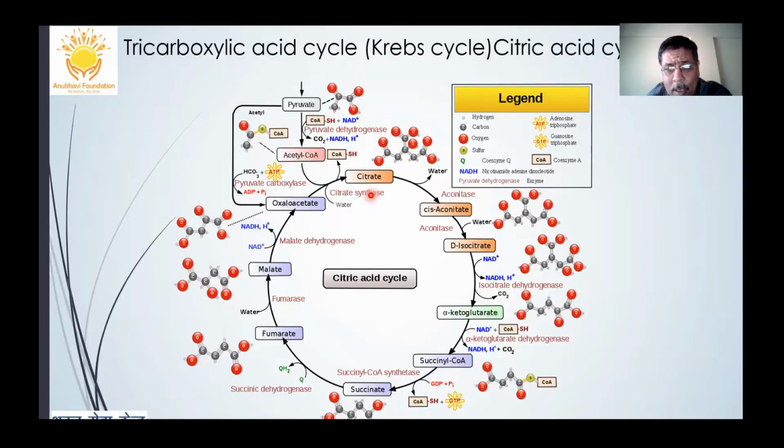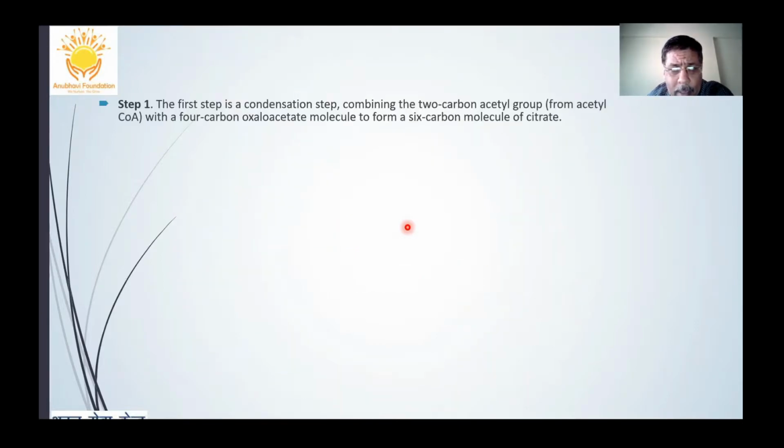Because the first stable compound formed is citrate or citric acid, and then it undergoes various steps in which the pyruvic acid is completely oxidized with release of energy. It is also called the Krebs cycle because it was Hans Krebs who described this cycle. And it is also called the tricarboxylic acid cycle because in most of the compounds there are three COOH functional groups. Therefore, it is called the tricarboxylic acid cycle.